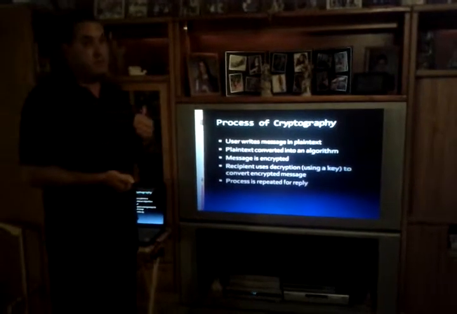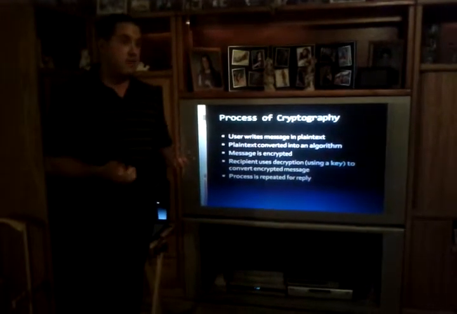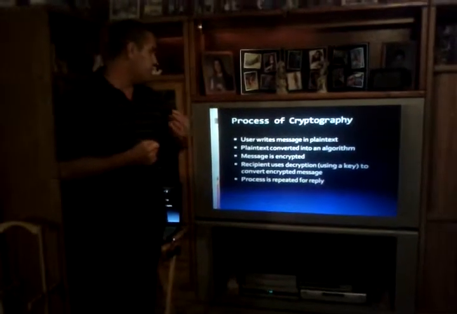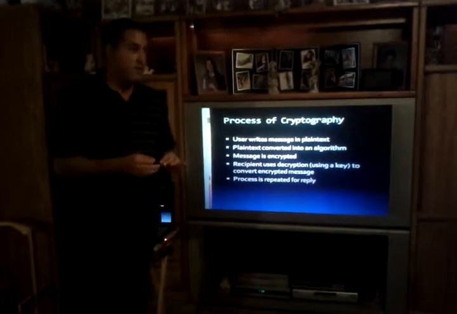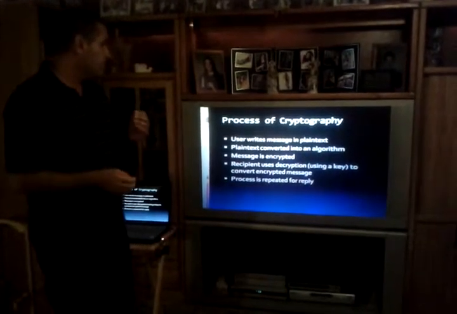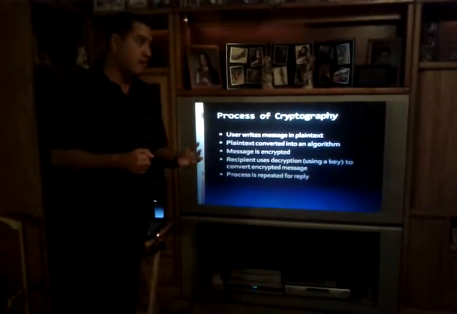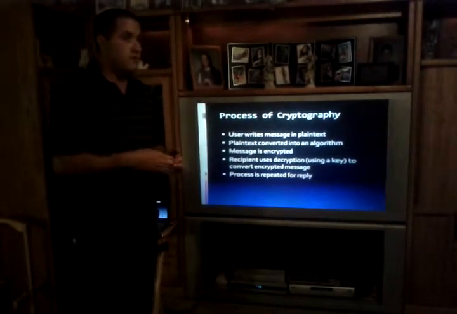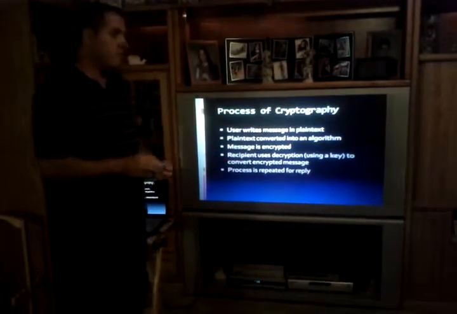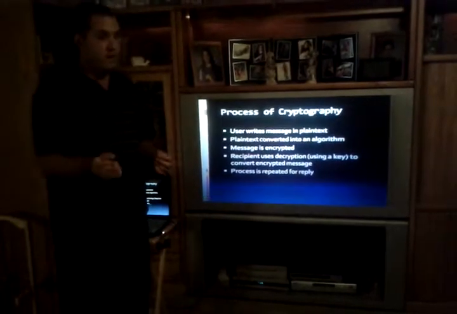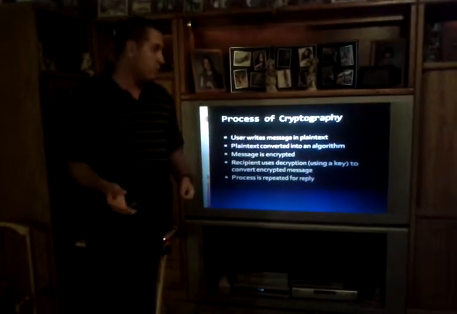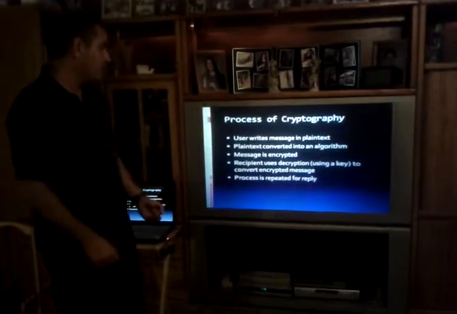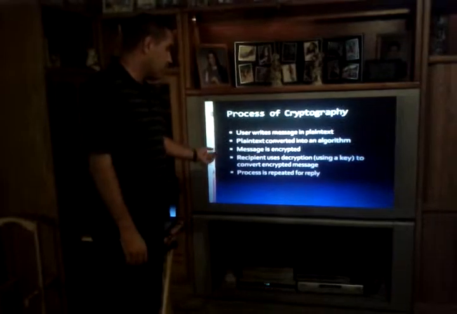Now, since we talked about the history of cryptography, let's go into the process of it. The first thing that happens is the writer writes a message in plain text, and then the plain text is converted using an algorithm of the sender's choice. Then the message is encrypted, and then the recipient, on the other end, will have a key or a password to use to convert the encrypted message into the original message, and this process is repeated for a reply.